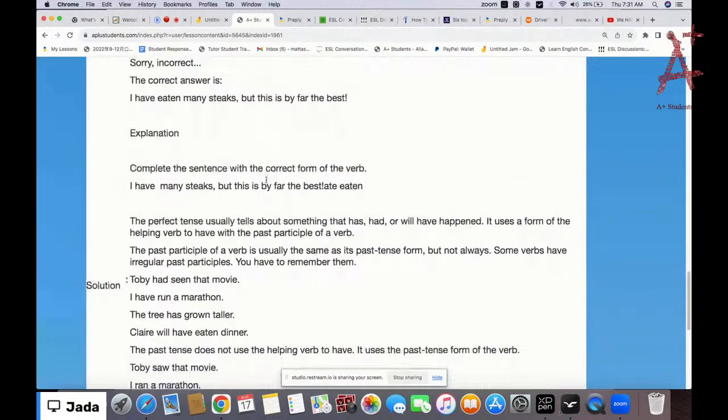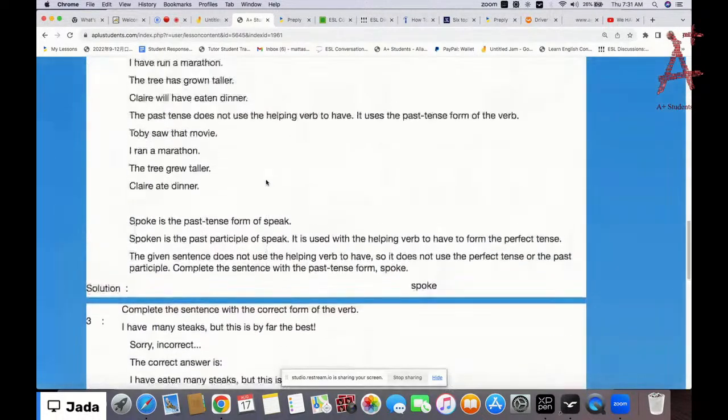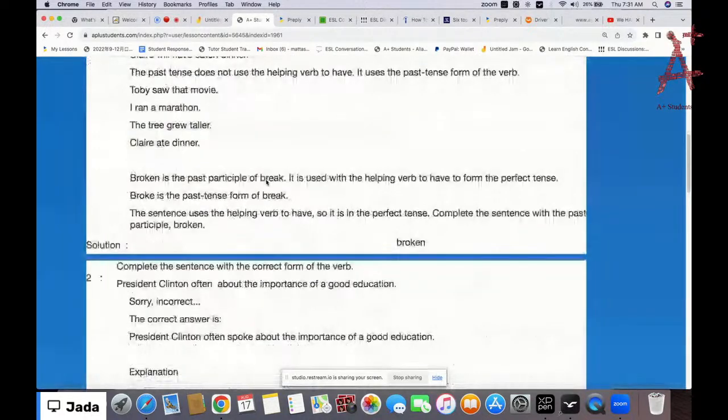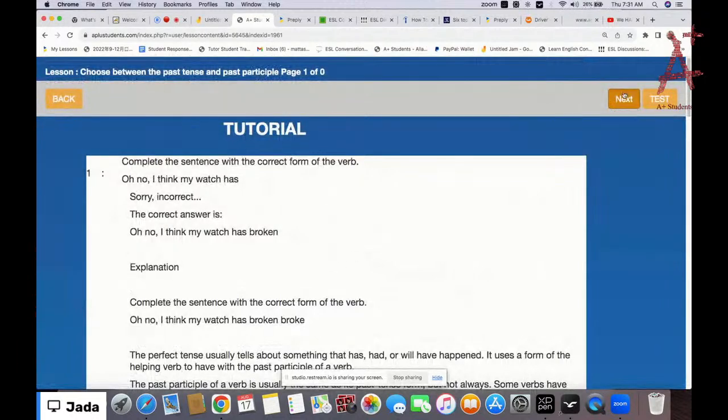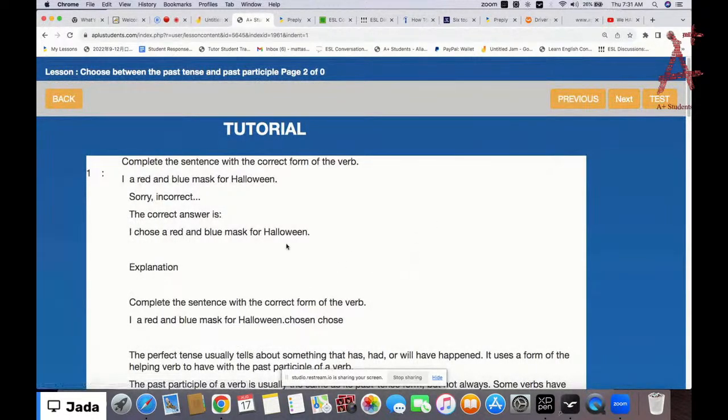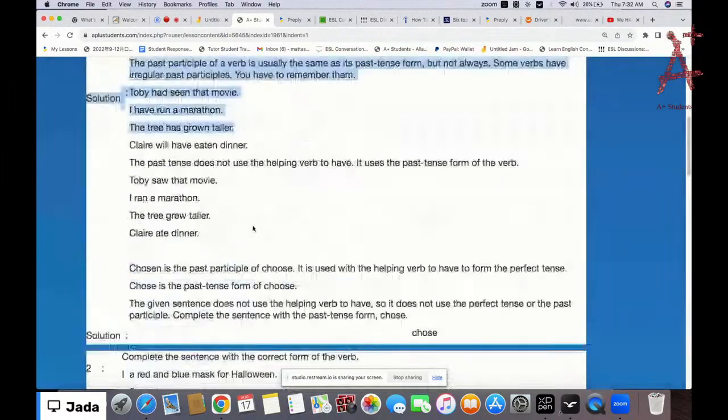Okay, so let's go down now and see if we can find one more example before we move on to the test. I dash a red and blue marks for Halloween. So I chose a red and blue marks for Halloween. I chose. So now choosing is the past participle of choose, but chose is the past tense.